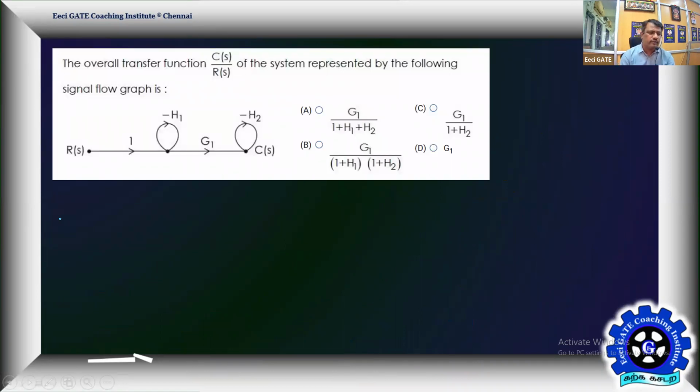The next problem is also from control systems, from SFG. That's easy. So overall transfer function C of S by R of S. Use Mason's gain formula.